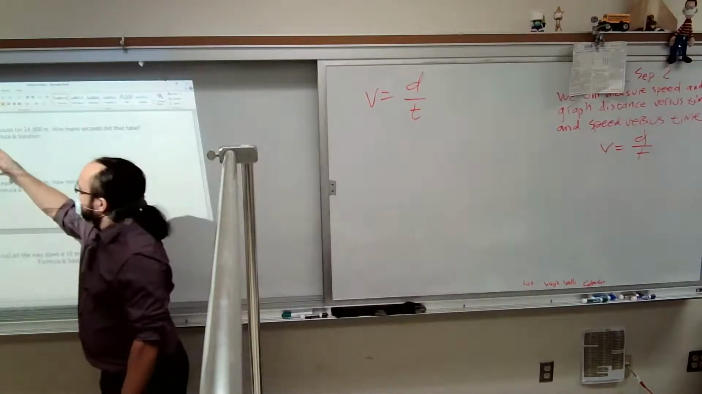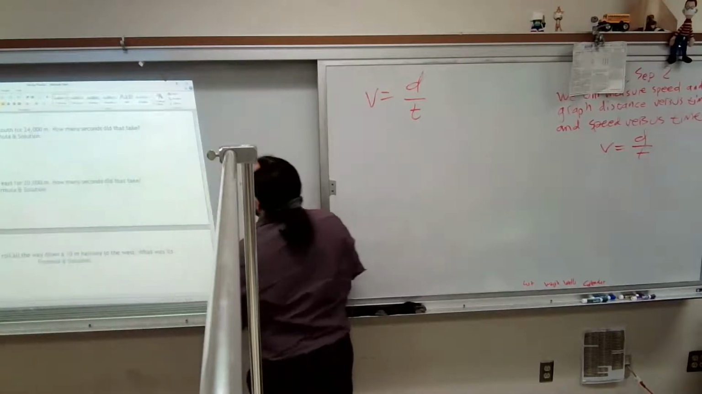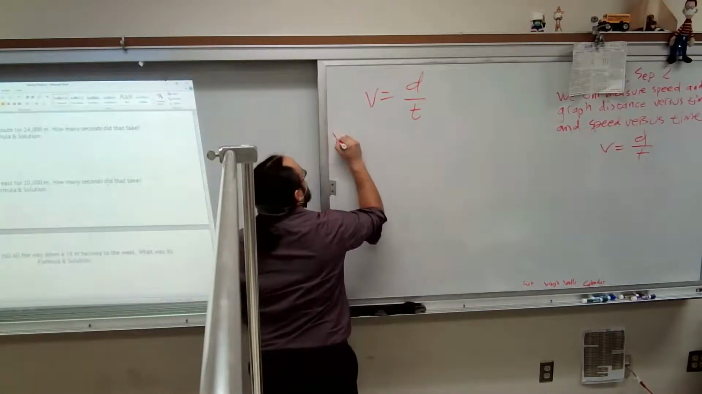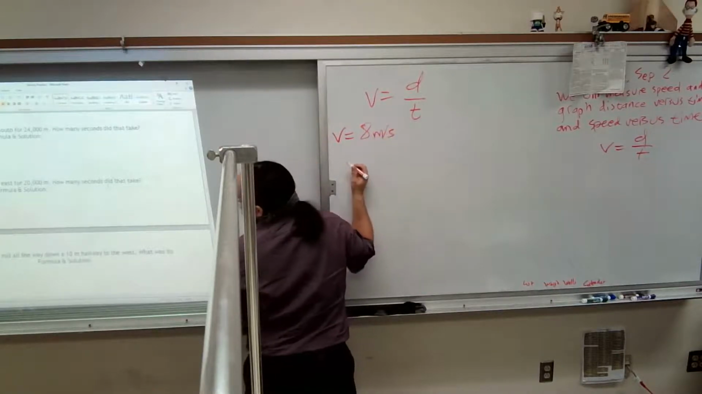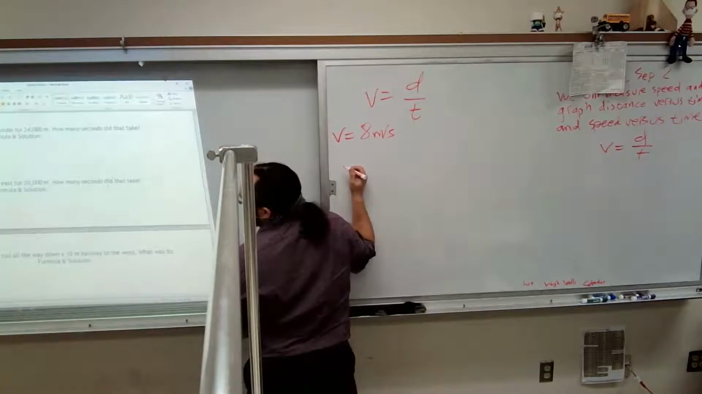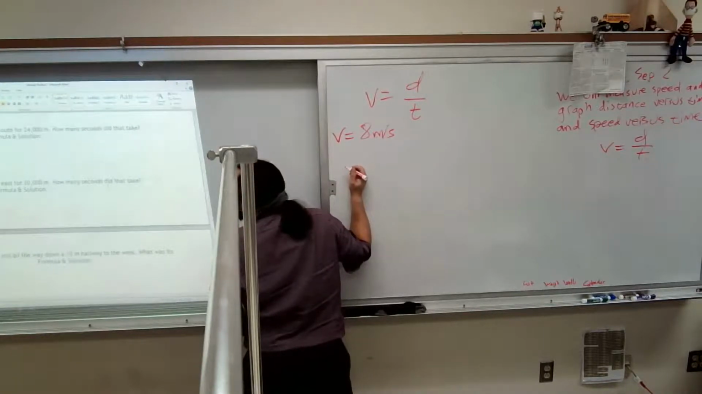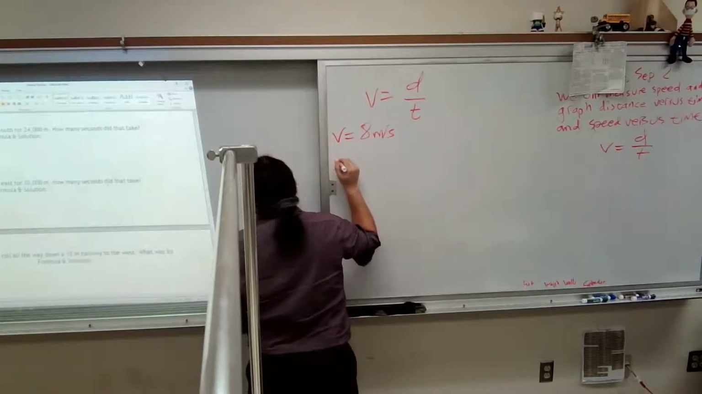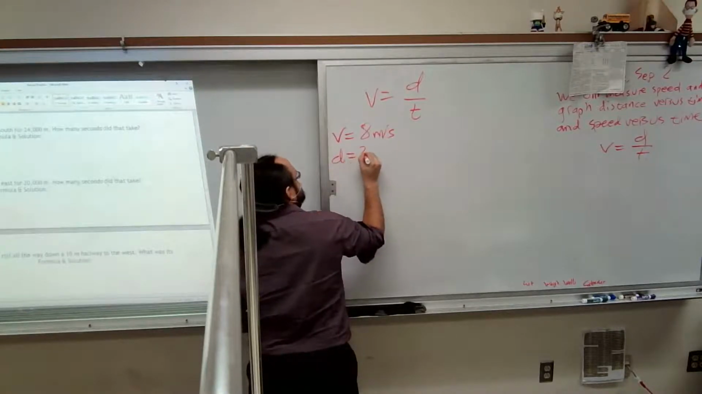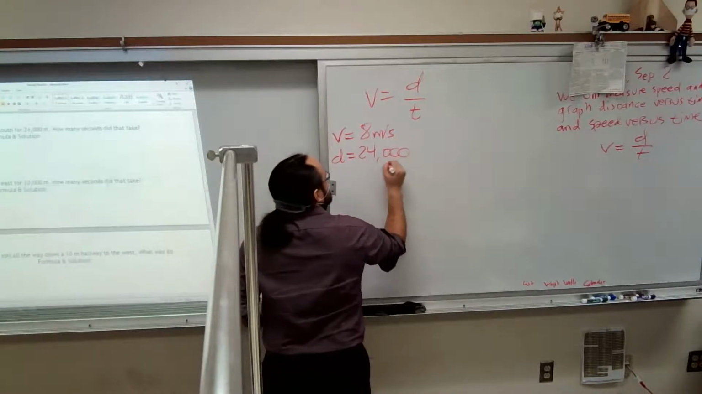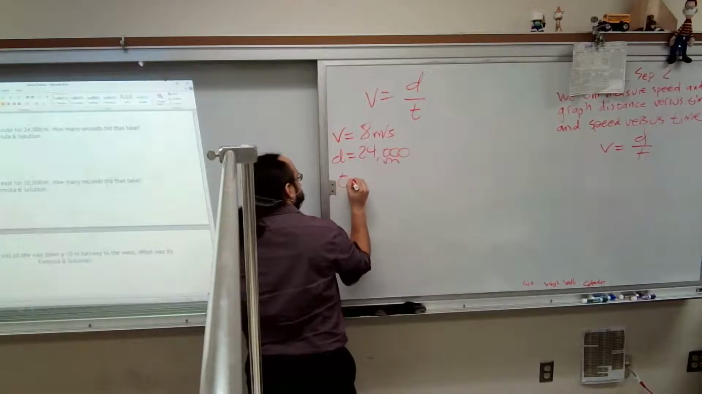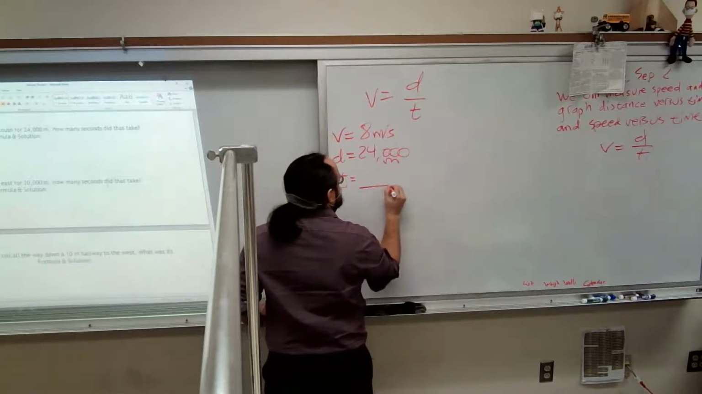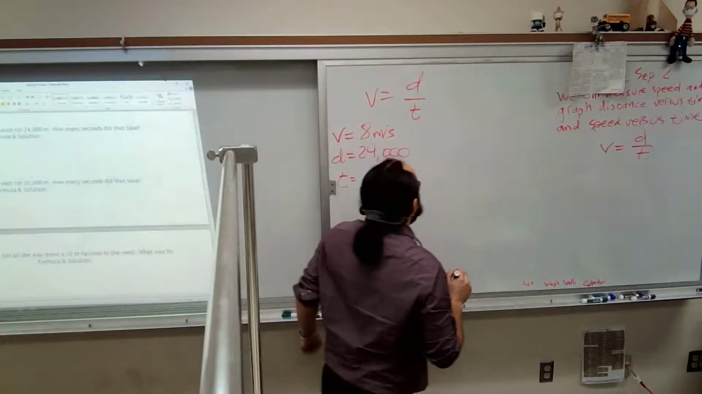Okay, number 5. A boat drives at 8 meters per second. That's the velocity. To the south. Good, that's a velocity. I said south. For 24,000 meters. That's displacement, because we know it's to the south. 24,000 meters. How many seconds did that take? That's asking for time. Seconds. All right.